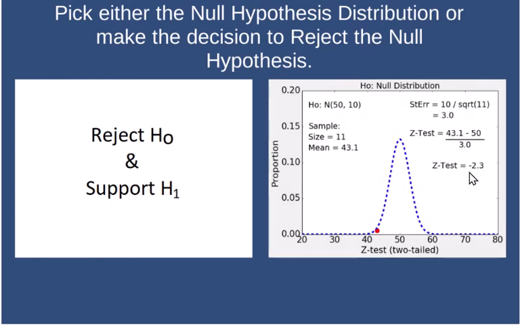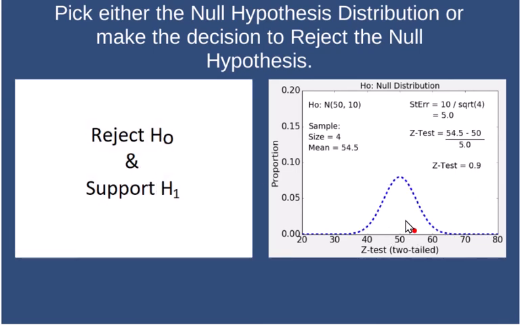Okay, the z-test is negative 2.3. That means our sample mean was 2.3 standard errors below where the null hypothesis distribution said it should be. So the null hypothesis distribution didn't do a very good job. It's like someone going to the stock market and picking all the stocks and they lost big. You're like, I'm not going to invest with that person again, right? So reject the null hypothesis.